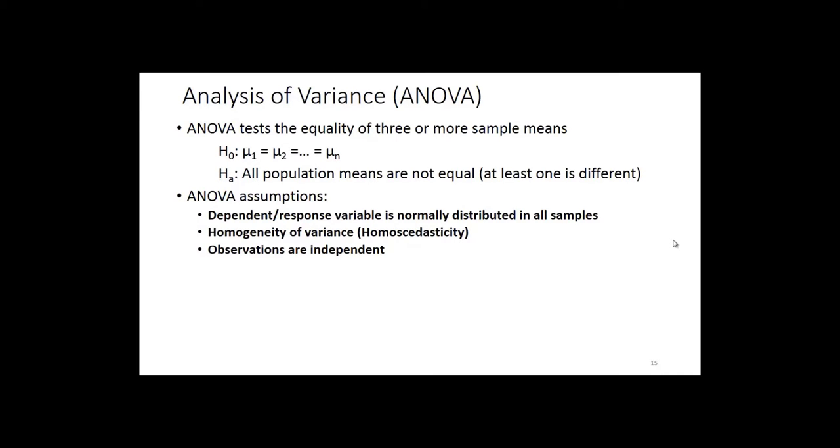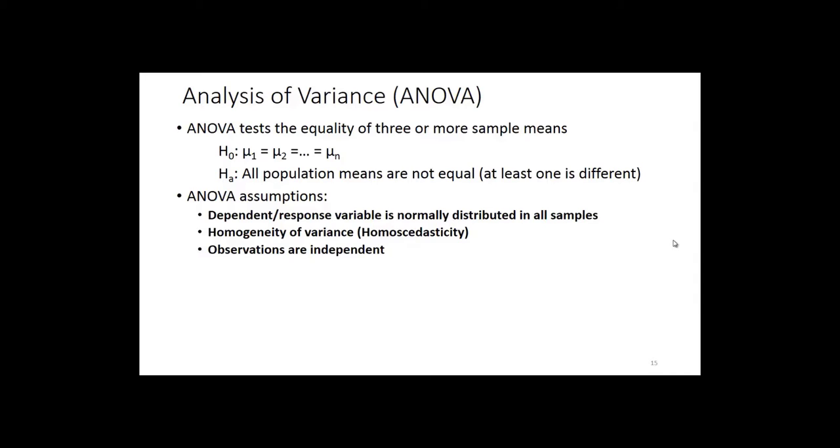The null hypothesis says that these means are basically equal. There's no significant difference among them. The alternative hypothesis says that the means are not equal, that at least one of those means is significantly different than the others. ANOVA is based on some important assumptions.